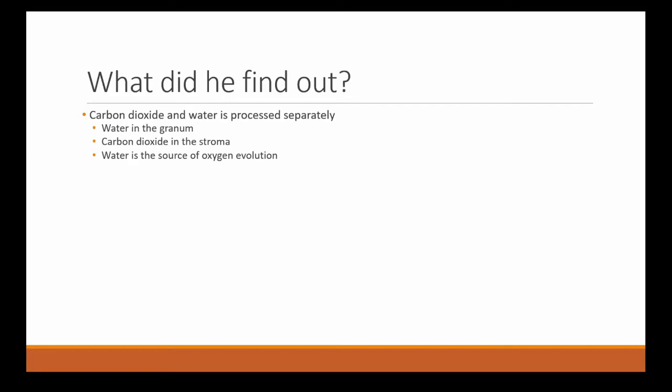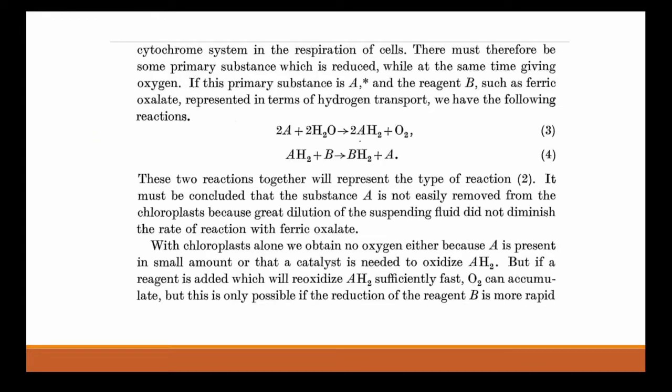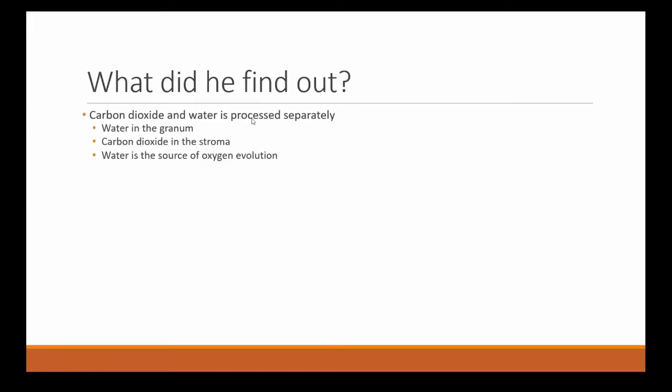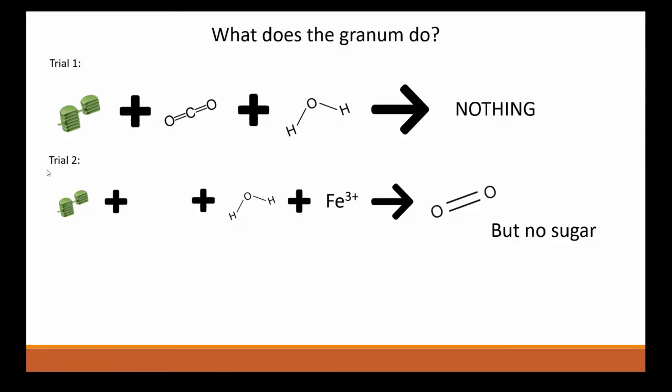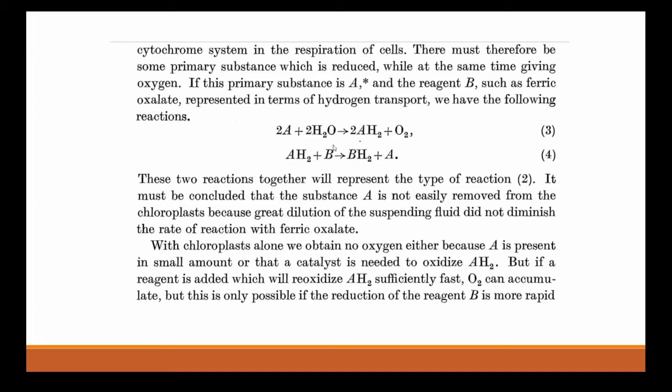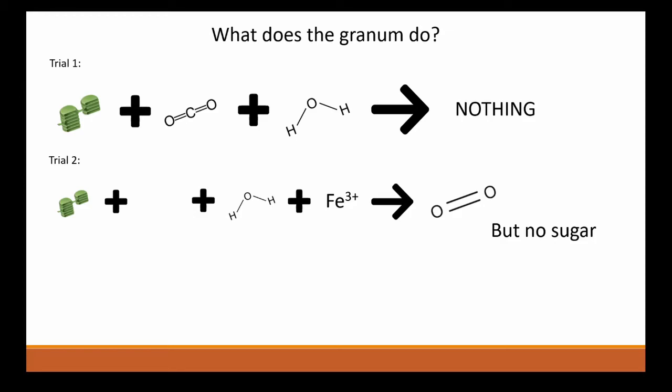So after all this, it's really good because he found out that carbon dioxide and water are processed separately. We have water, which is being processed in the granum. That's what he found out here. So he just had the granum only, just the water and the electron acceptor. So the iron molecule compensates for the loss of the transport molecule A. So A, the NADPH, was replaced by iron or something, and that allows the electron to transfer.